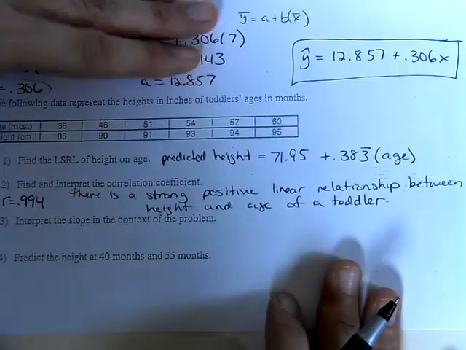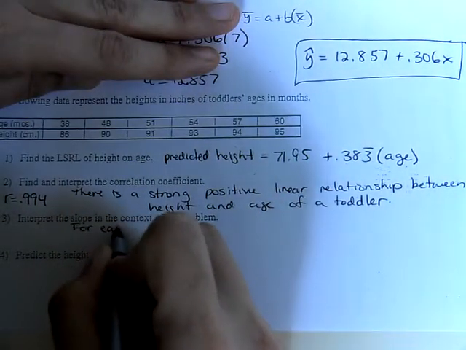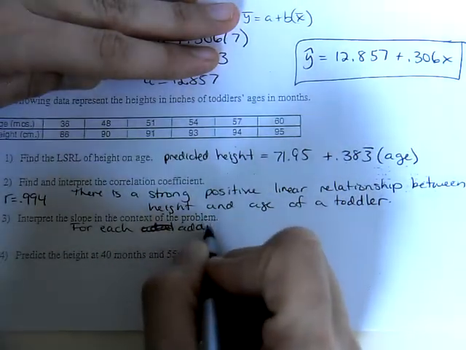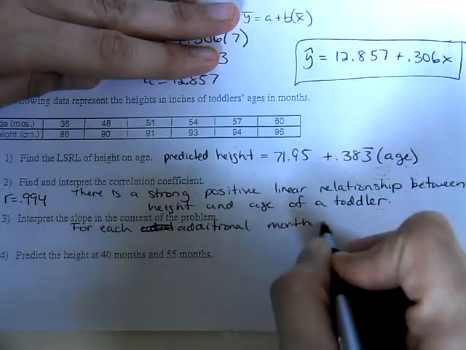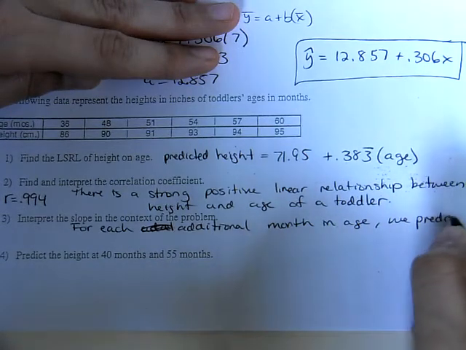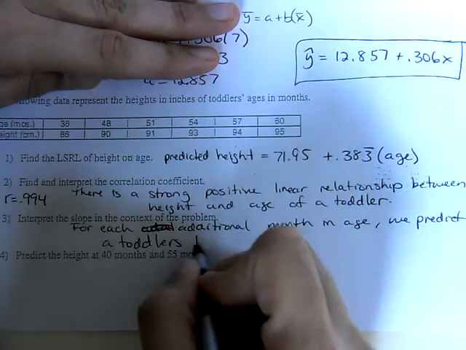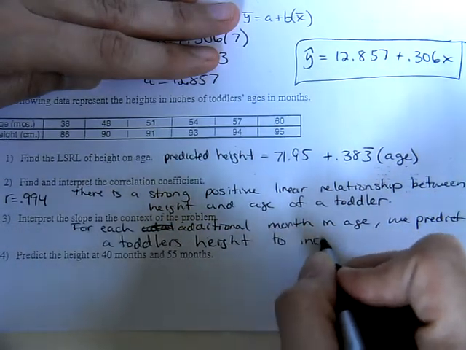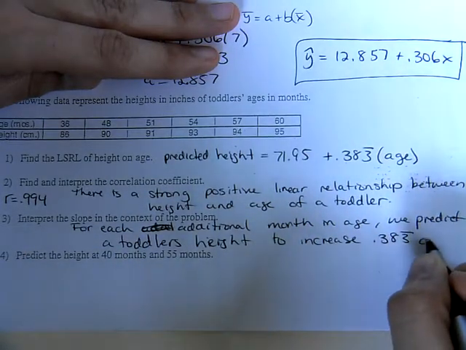Interpret the slope. So for each additional x, what do we predict happened to y? So for each additional month in age, we predict a toddler's height to increase 0.383 repeating centimeters.